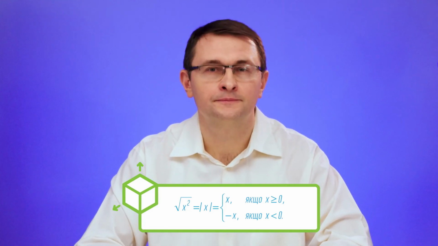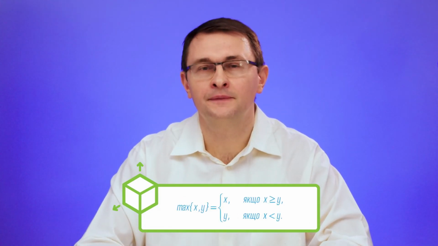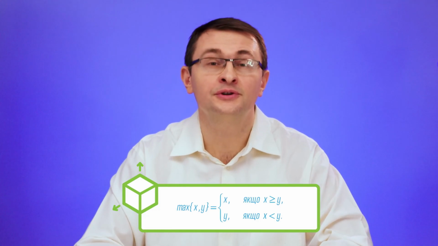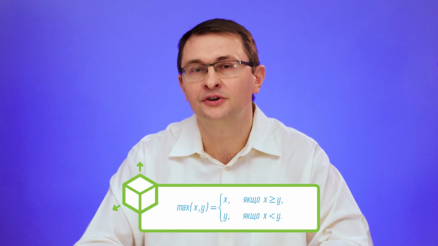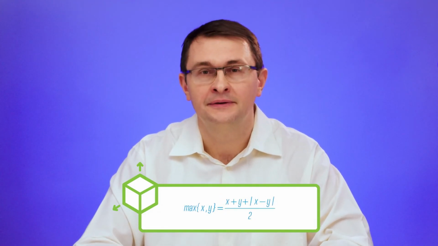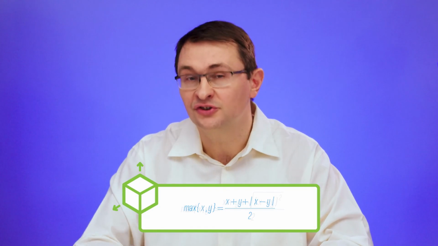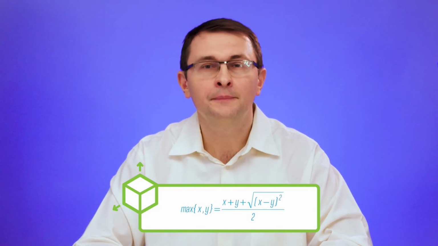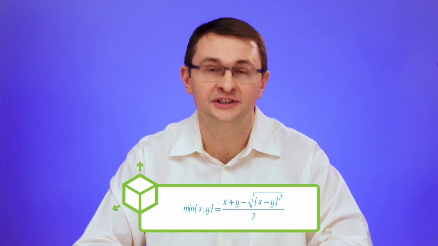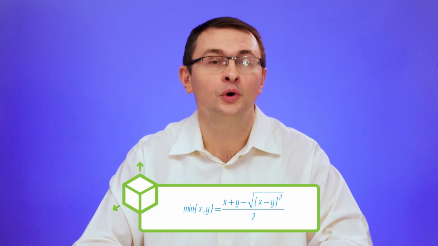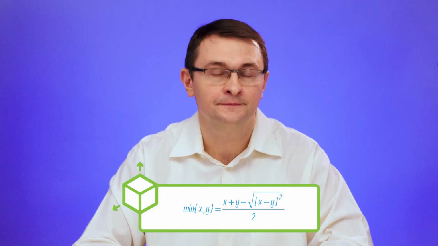Here's another example. The maximum function, which determines the larger of two numbers, is also most often defined using a brace. But again, the same function can be written using a single formula like this. Or, if the absolute value sign still confuses you, like this. By reasoning in a similar way, you can write the minimum function of two numbers as a single formula. In short, there's no need to be afraid of or avoid piecewise defined functions. There are many very interesting entities among them.